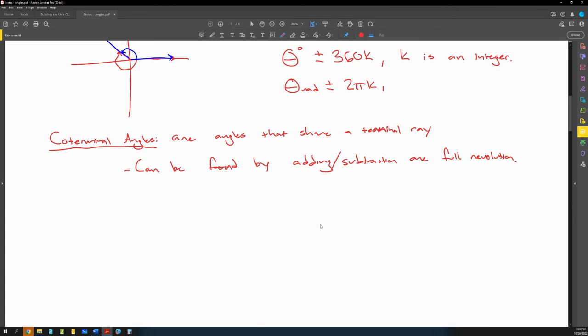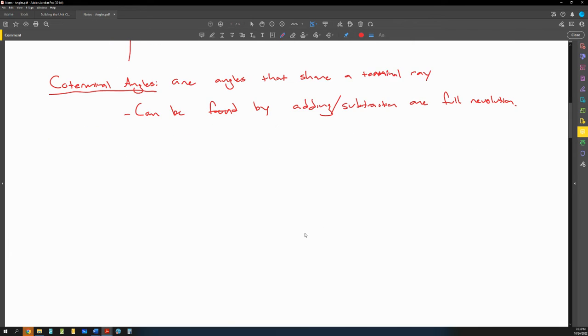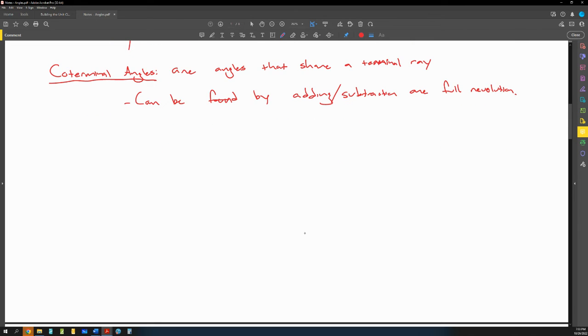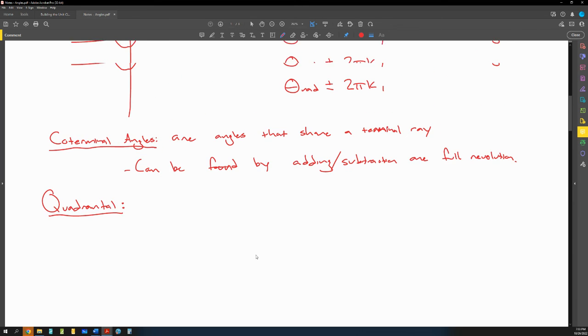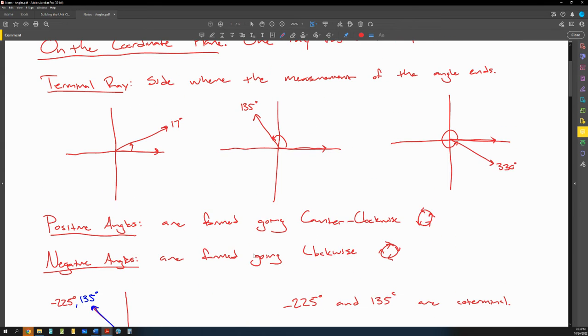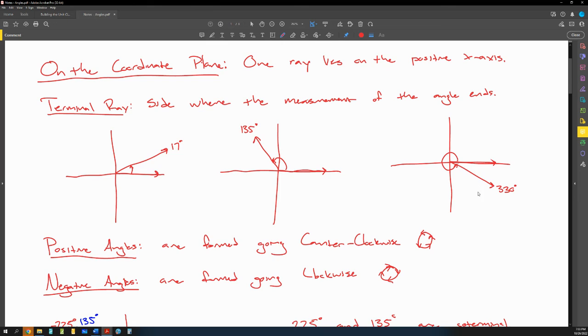All right, so there's one more angle that I want to talk about, one special type of angle, and then we'll talk about radians. And that special type of angle is called a quadrantal. So if you look back at the earlier examples, we had angles in quadrant 1, quadrant 2. You could have one in 3, but we didn't have one. And then also in quadrant 4.